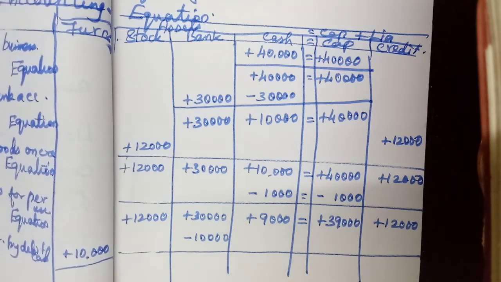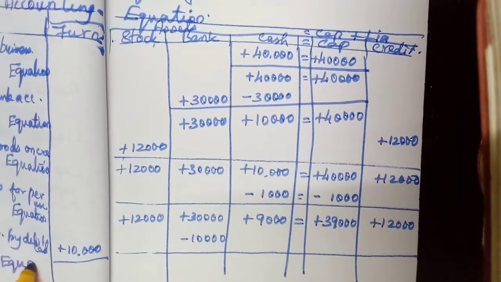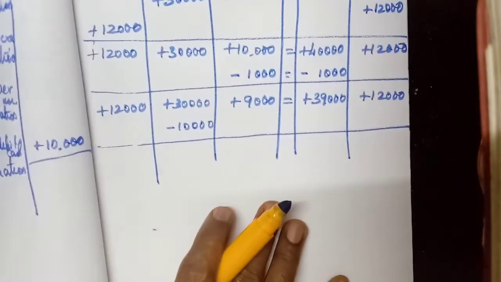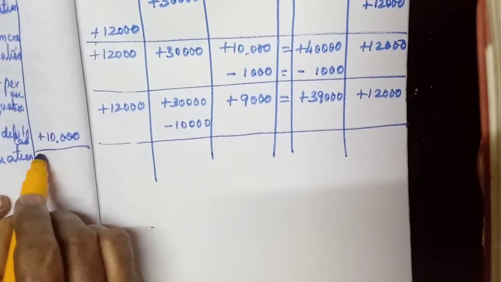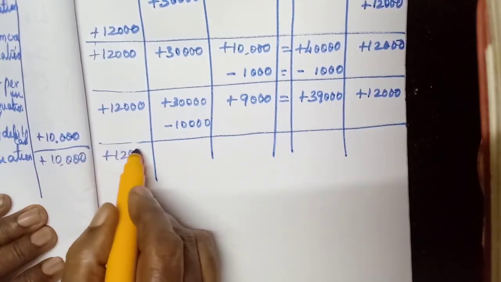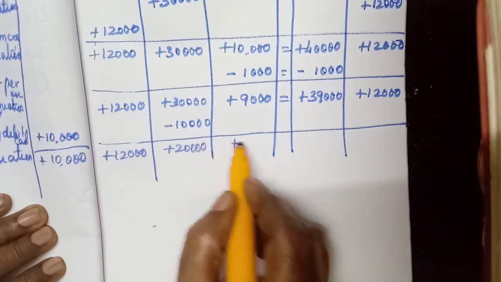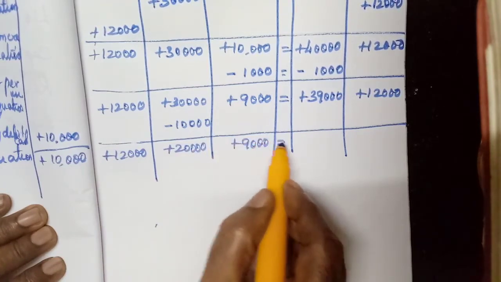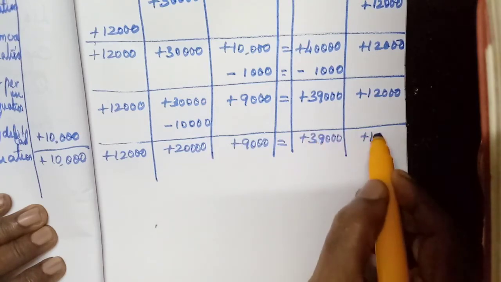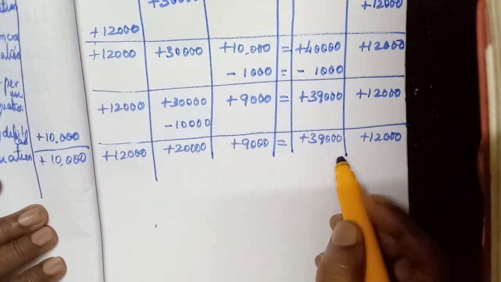Okay, so now you write the net amount. You write the equation. Okay, plus 10,000, plus 12,000, plus 20,000, plus 9,000 is equal to plus 39,000 plus 12,000. Okay, 2 more.